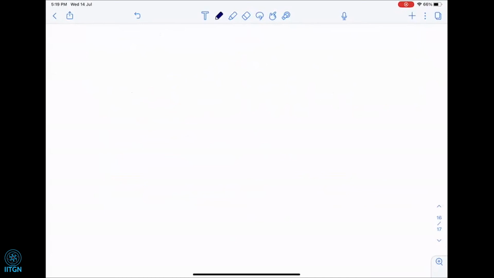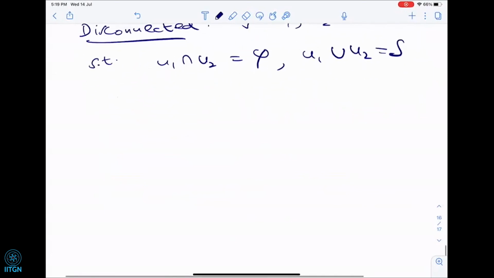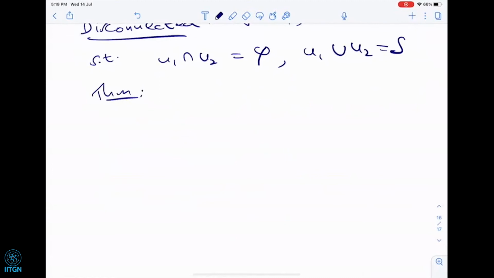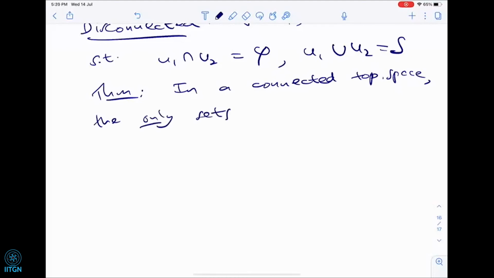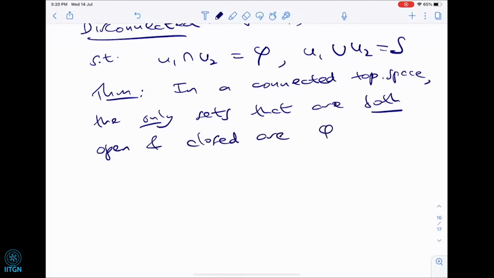And there's a nice theorem which I shouldn't forget. First, let me state the theorem, and then let me look at examples. In a connected topological space, the only, I forgot to say something. I even forgot it in the book. I'll just come to it. The only sets that are both open and closed are phi and S, the full space and the null set.